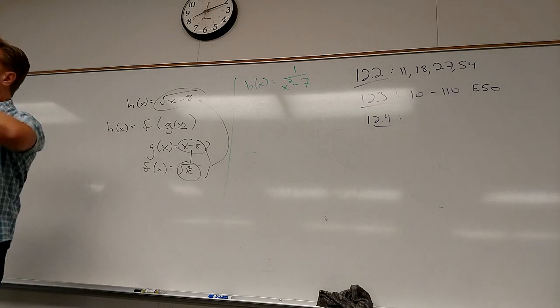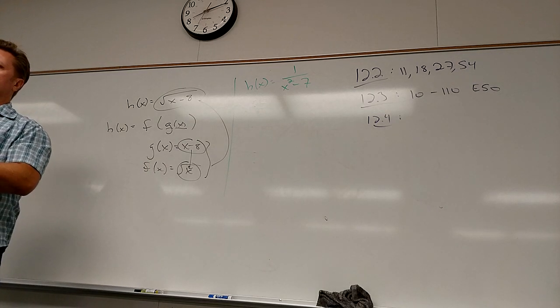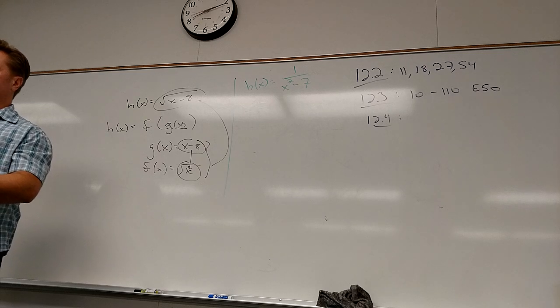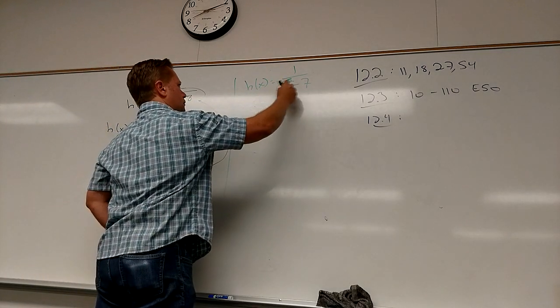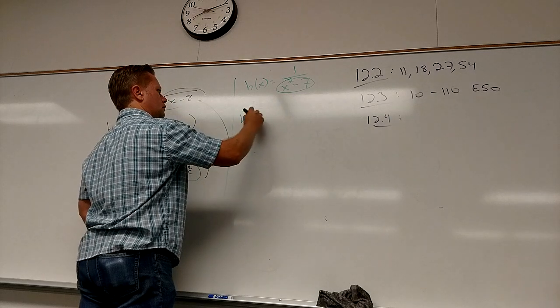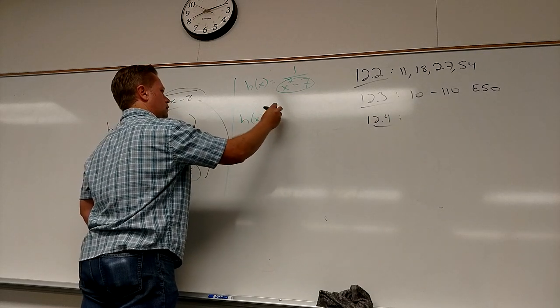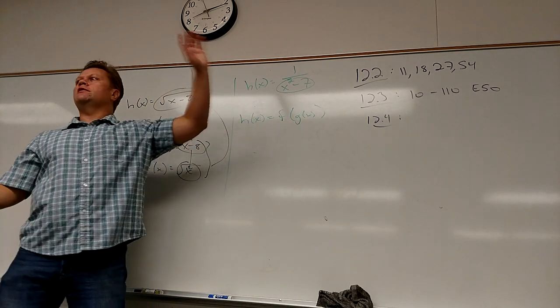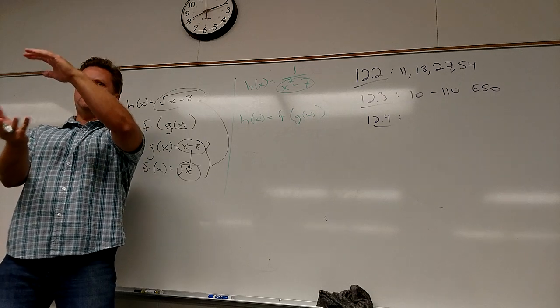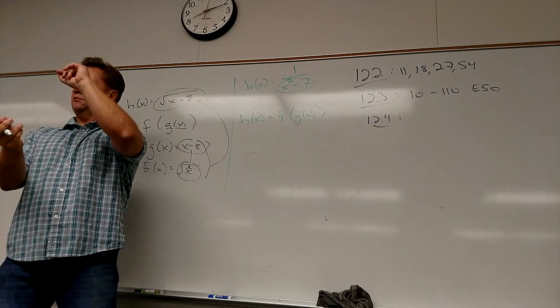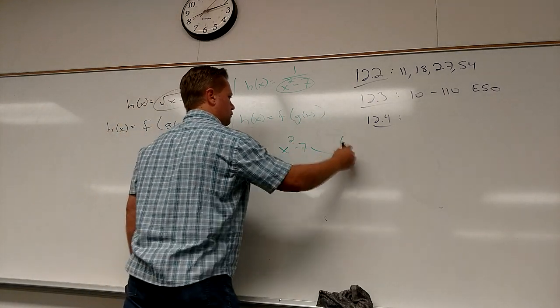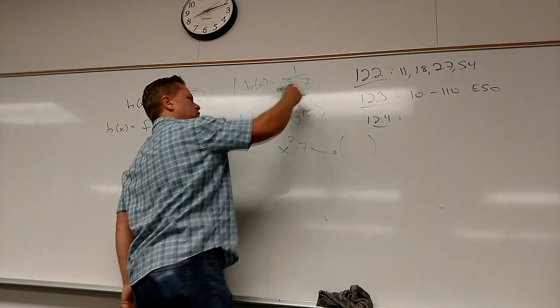Alright, this one might be a little more interesting. Somebody figure out what the inside function is. x squared minus 7. Alright. x squared minus 7 was put into what function? Exactly what though? So they put x squared minus 7 into what form? What did they put it into?